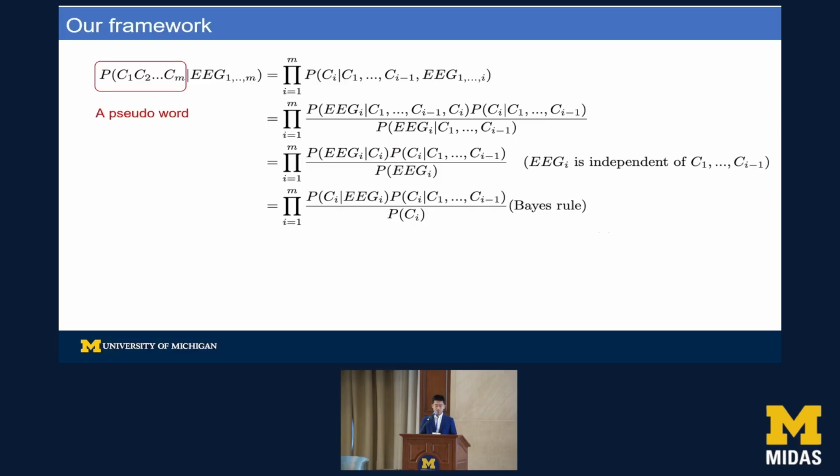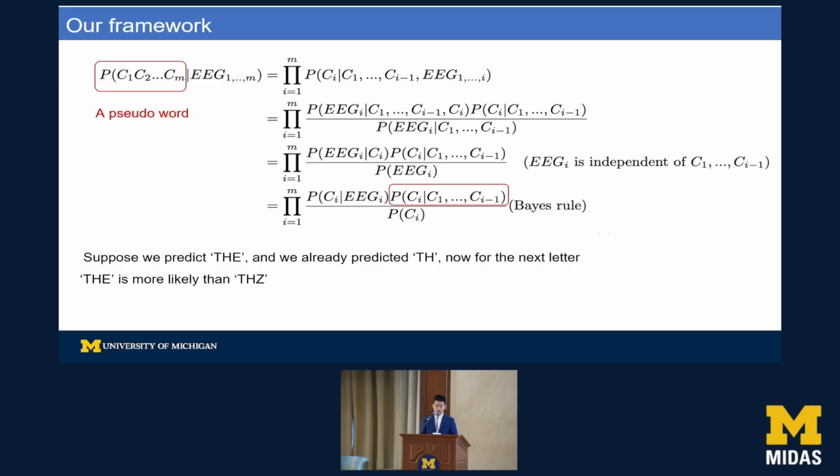And the reason why we do this, you don't need to understand each step. You just need to know that the reason we have this framework is that we can incorporate this prior knowledge here. So we can borrow information from previous letters in each pseudo word. An example could be, suppose you want to predict THE and you already predicted TH. So now you're predicting the next letter. We know that THE is a common word and THZ or others are not a word. So we know the probability of letter E being the next one is larger than the probability of letter Z being the next one.